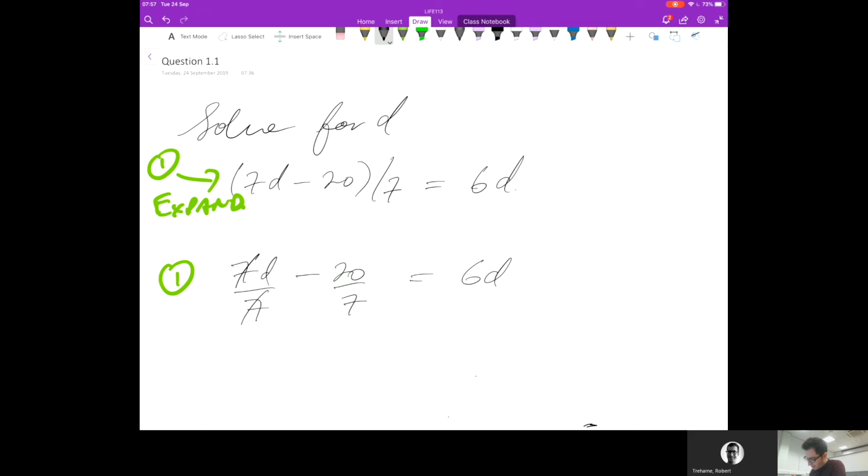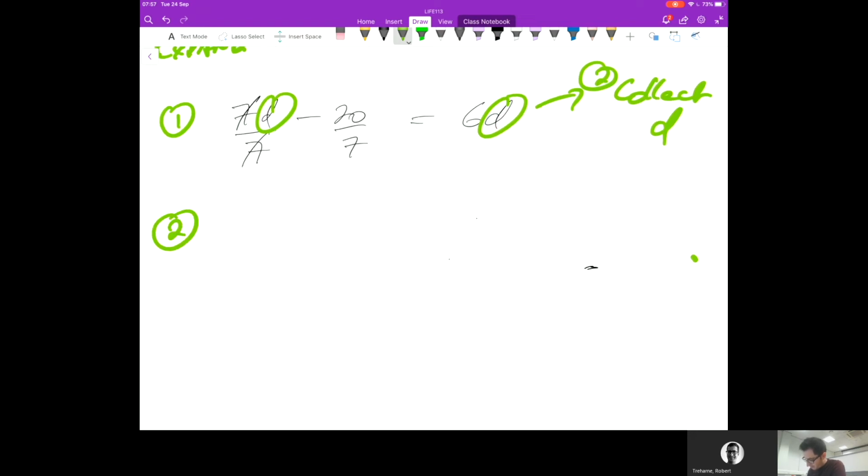Next, I think I'm going to collect the D terms, okay? So I've got the D on the left here, and I've got a D on the right. I'm going to take all of the D's over to the right-hand side. To do that, I can subtract D from both sides. And that is essentially taking this over here and saying minus D. So let's rewrite that. I've still got the minus 20 over 7 term, but that now is equal to 6D minus D. And of course, that is equal to 5D.